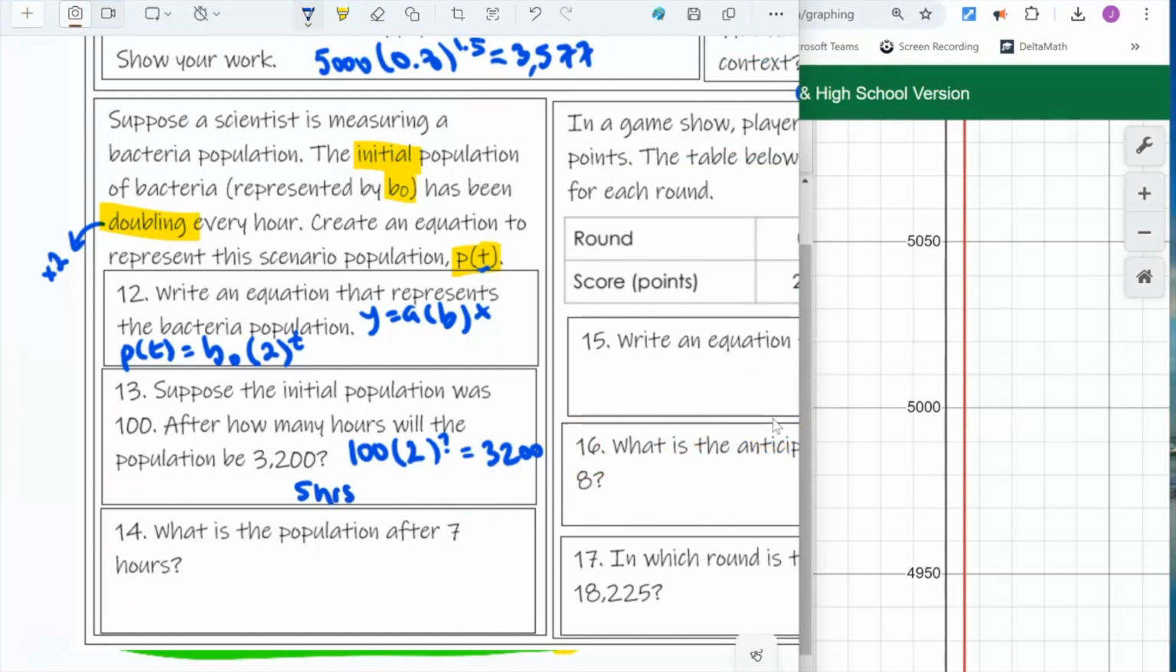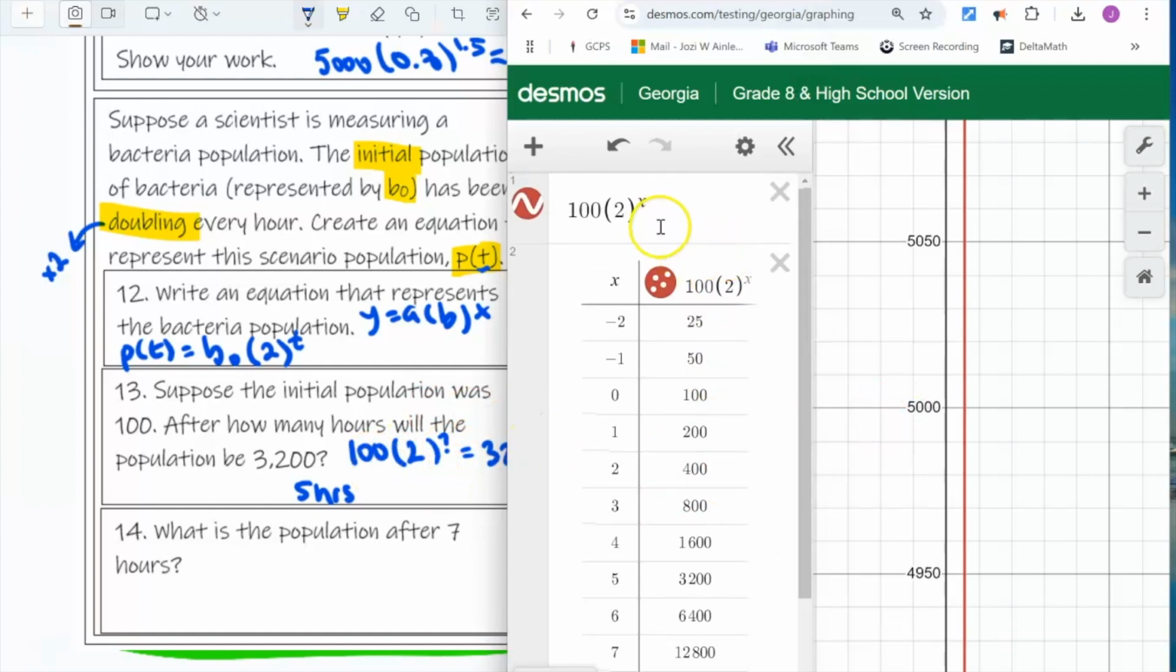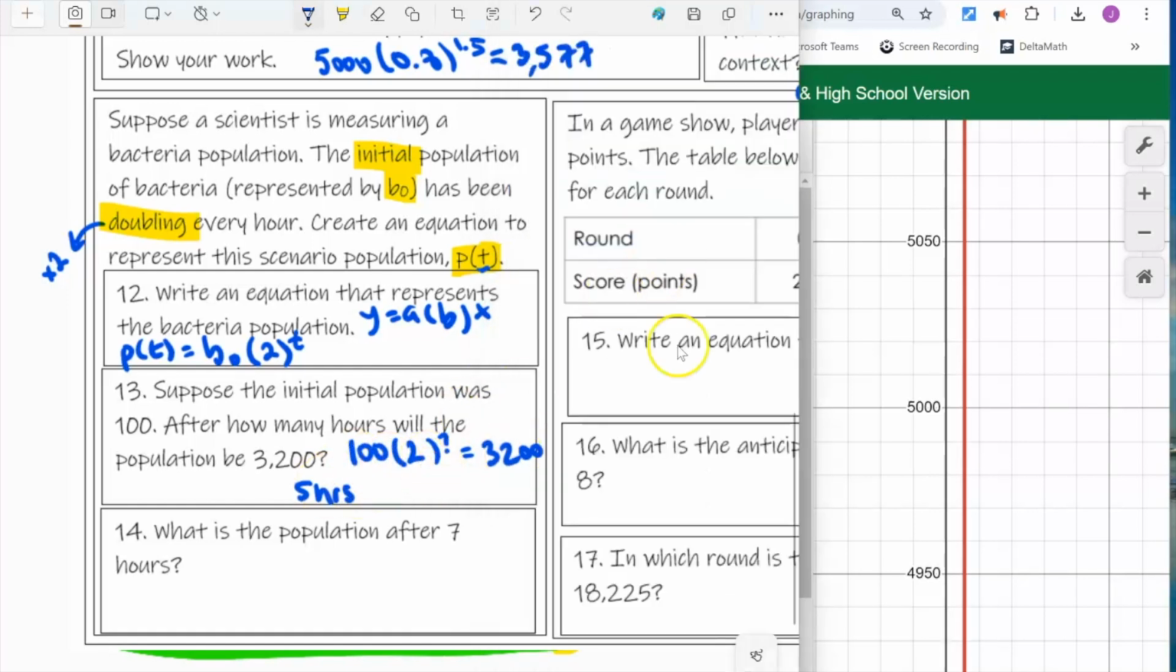Now, for you to get credit, I do need you to have this equation written right here. That way I know what you typed into the calculator. So you're typing it into the calculator and then hitting table. Because you don't know what x is, you're putting it as unknown. But I need to know what you're typing in. So please make sure you write the equation when you're doing your question.